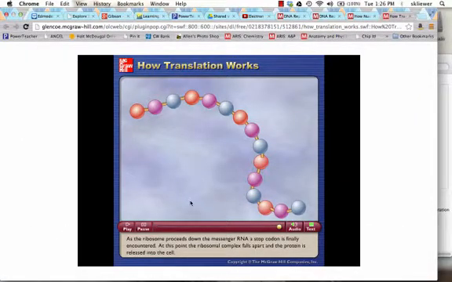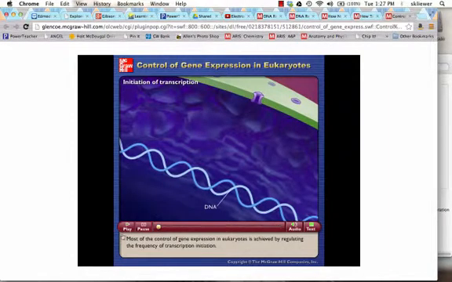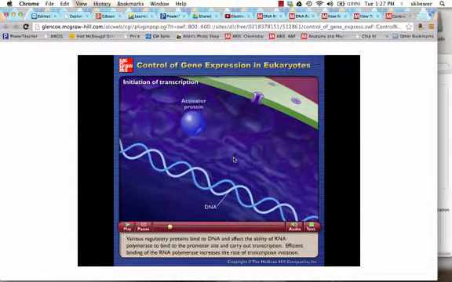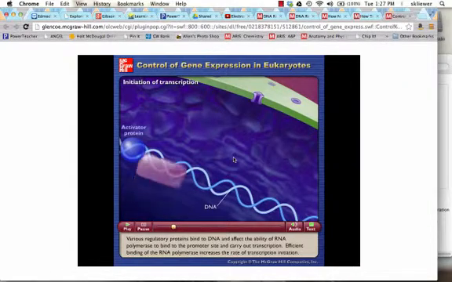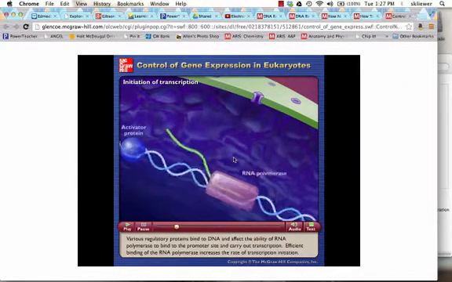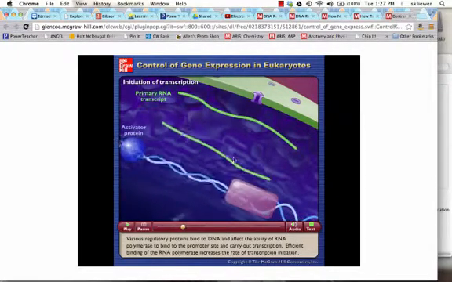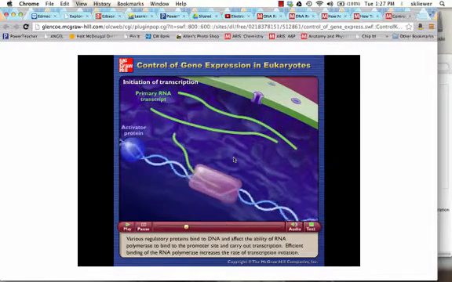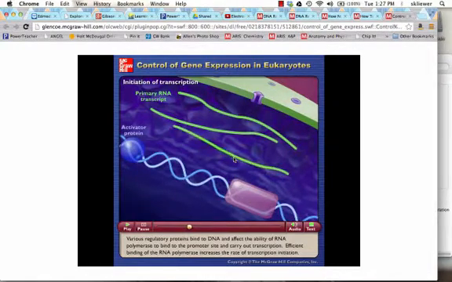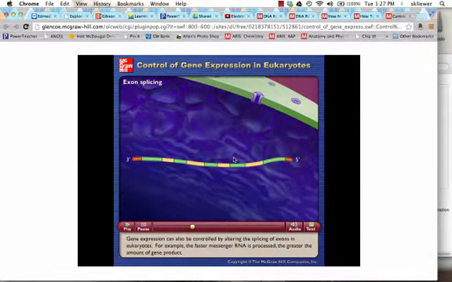Most of the control of gene expression in eukaryotes is achieved by regulating the frequency of transcription initiation. Various regulatory proteins bind to DNA and affect the ability of RNA polymerase to bind to the promoter site and carry out transcription. Efficient binding of the RNA polymerase increases the rate of transcription initiation. Gene expression can also be controlled by altering the splicing of exons in eukaryotes. For example, the faster messenger RNA is processed, the greater the amount of gene product.